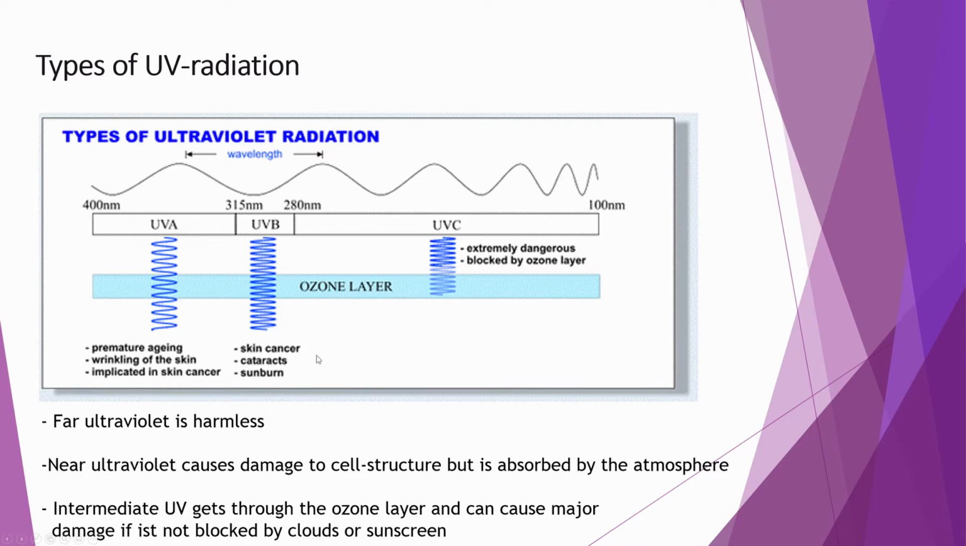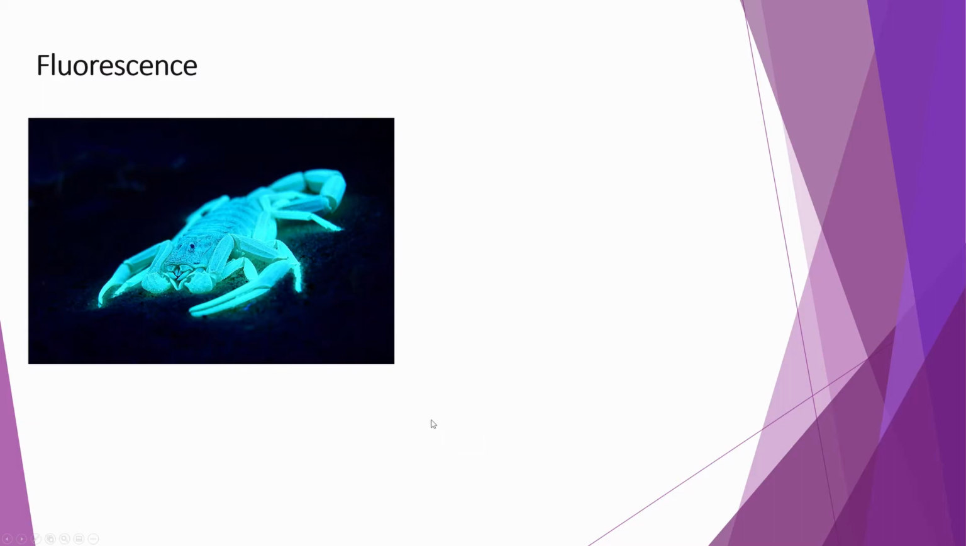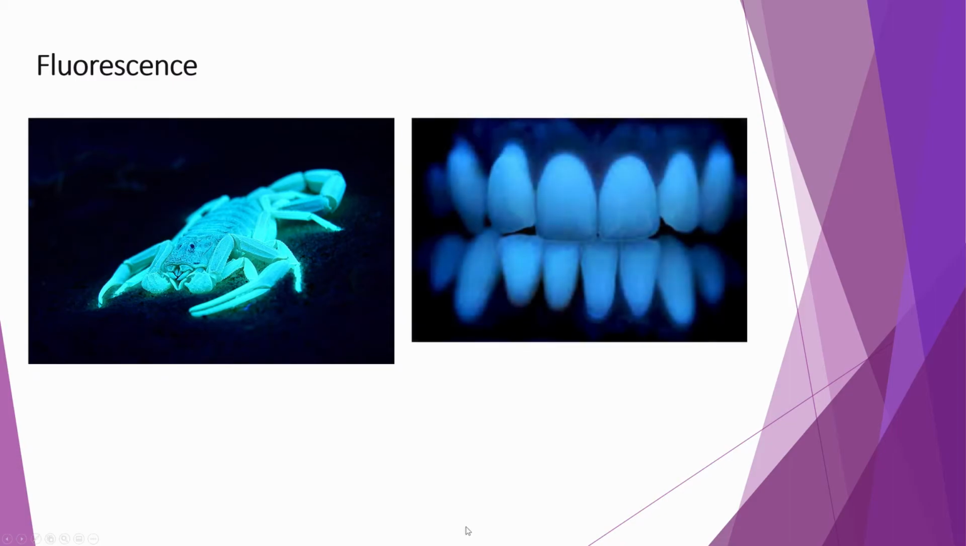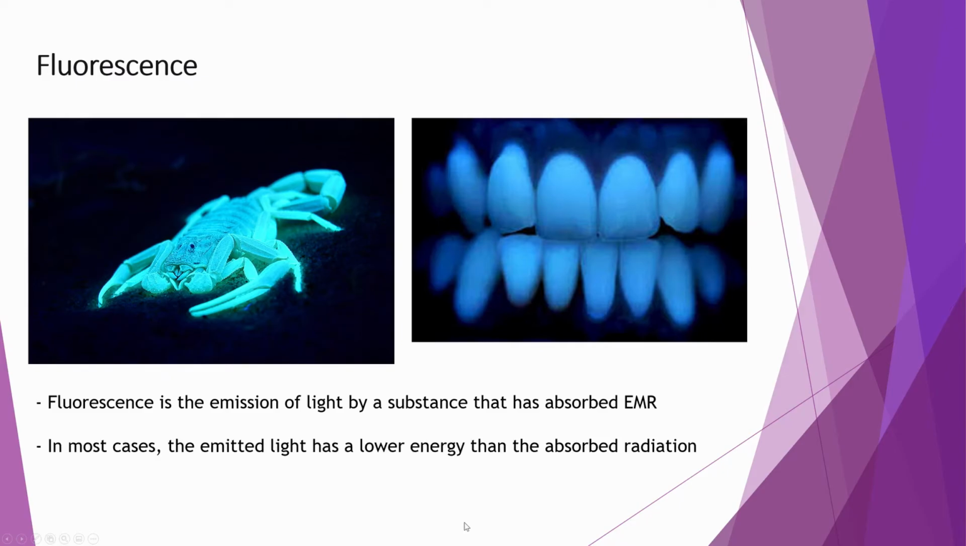Another interesting side effect of ultraviolet light is the fluorescence. This phenomenon appears when a substance which has absorbed electromagnetic radiation is emitting a part of the radiation back as light on its own. The emitted light has a lower energy than the absorbed radiation in most cases. Usually, black light irradiation is the cause of fluorescence.